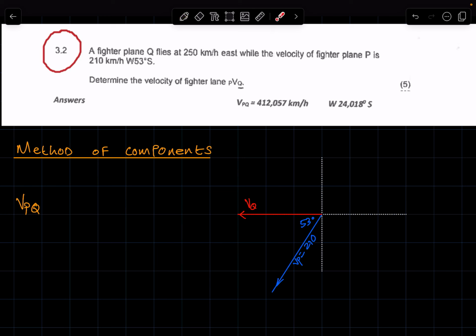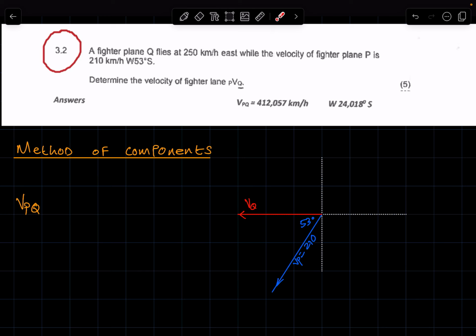So again, with relative velocity, this is the most important step: identifying which of the two objects is the object and which one is the frame of reference. The reason for that is the object you draw on the Cartesian plane in the same direction as given. The frame of reference you draw in a direction that is opposite the one that's been given. Very important.